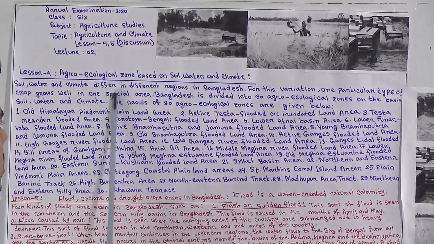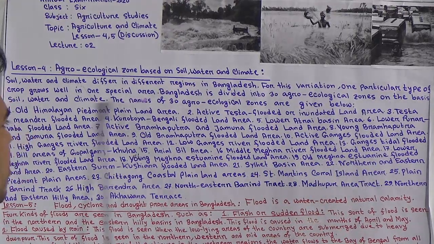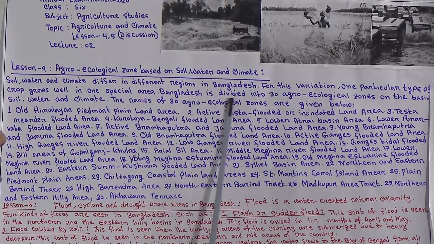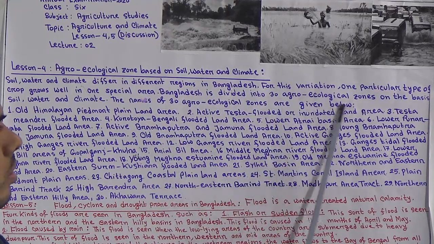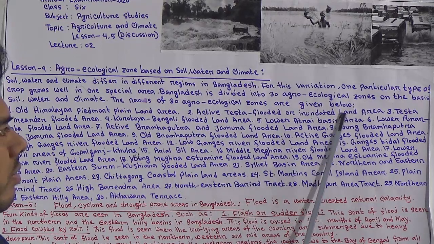Soil, water and climate differ in different regions in Bangladesh. For this variation, one particular types of crop grows well in one special area. Bangladesh is divided into 30 agro-ecological zones on the basis of soil, water and climate. The names of 30 agro-ecological zones are given below.